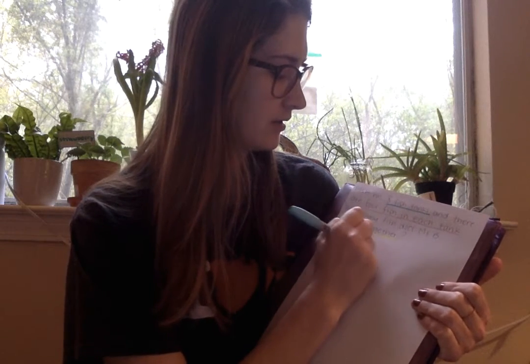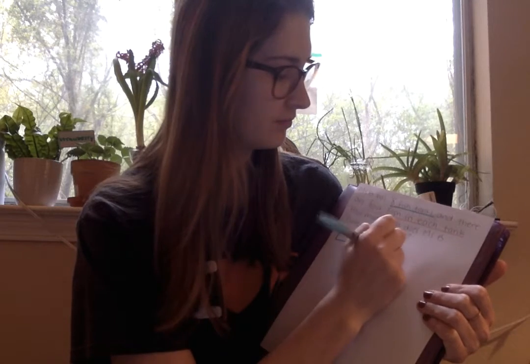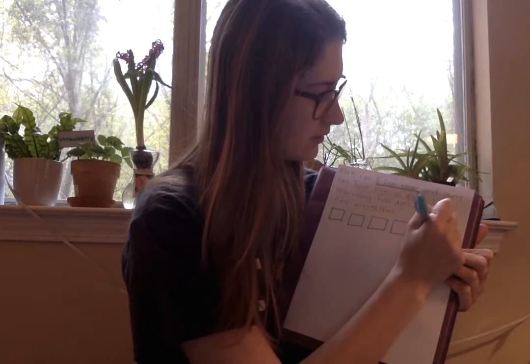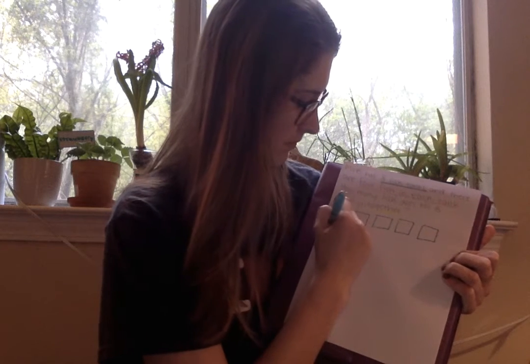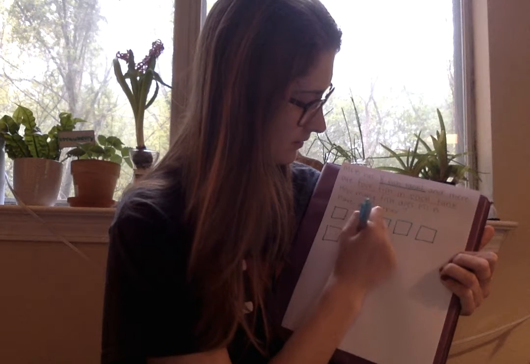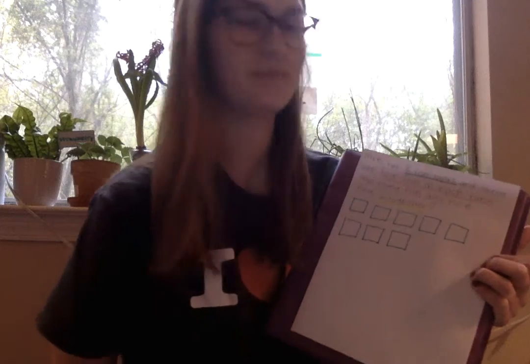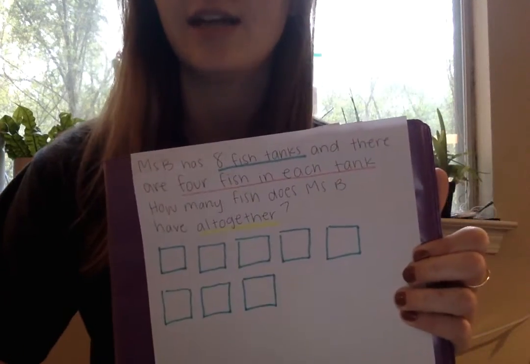So we have 1, 2, 3, 4, 5, 6, 7, 8. There are 8 fish tanks.